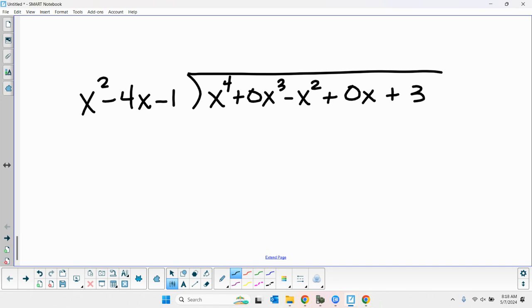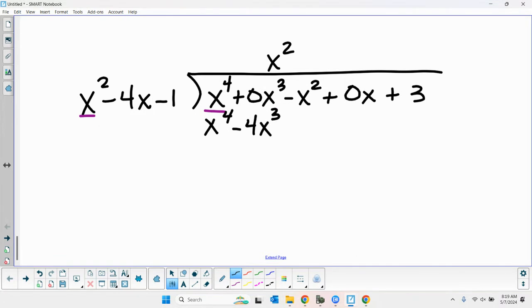Now all you got to worry about is dividing the first term by the first term. So what's x to the fourth divided by x squared? X to the second, right? That goes up here. Now I multiply x to the second times x to the second. X to the second times negative 4x.